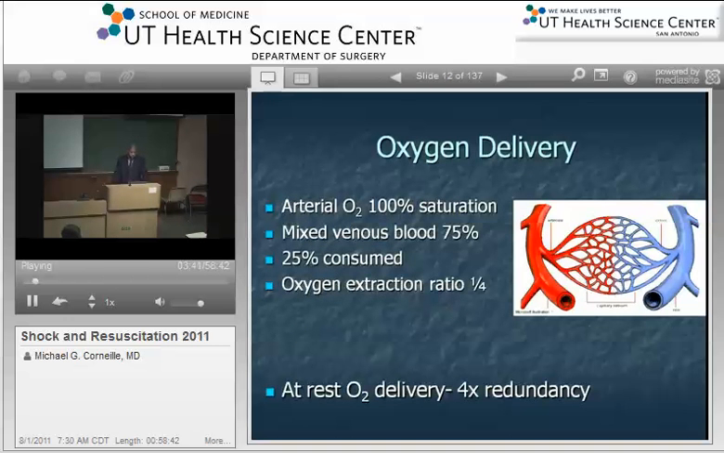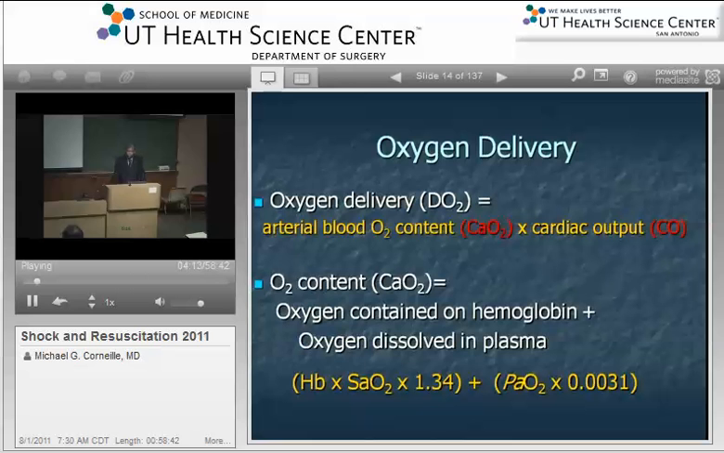Looked at a different way, arterial blood should be 100% saturated. Mixed venous blood, so right before it goes into the pulmonary, or at the level of the pulmonary artery, should be saturated about 75%, which means about 25% is consumed. So the oxygen extraction ratio at rest should be 1 to 4, and there should be about 4 to 1 redundancy in oxygen delivery. So we're going to do a little bit of math, some equations.